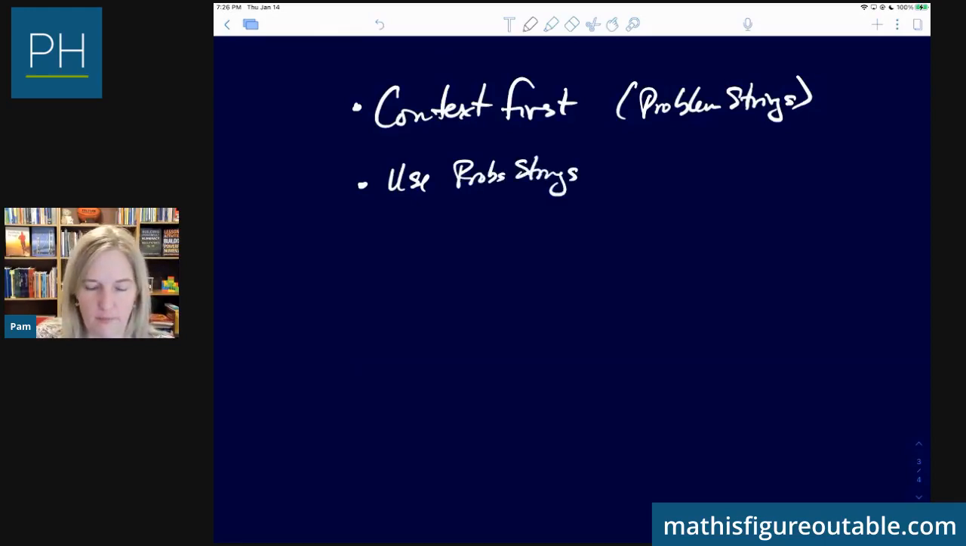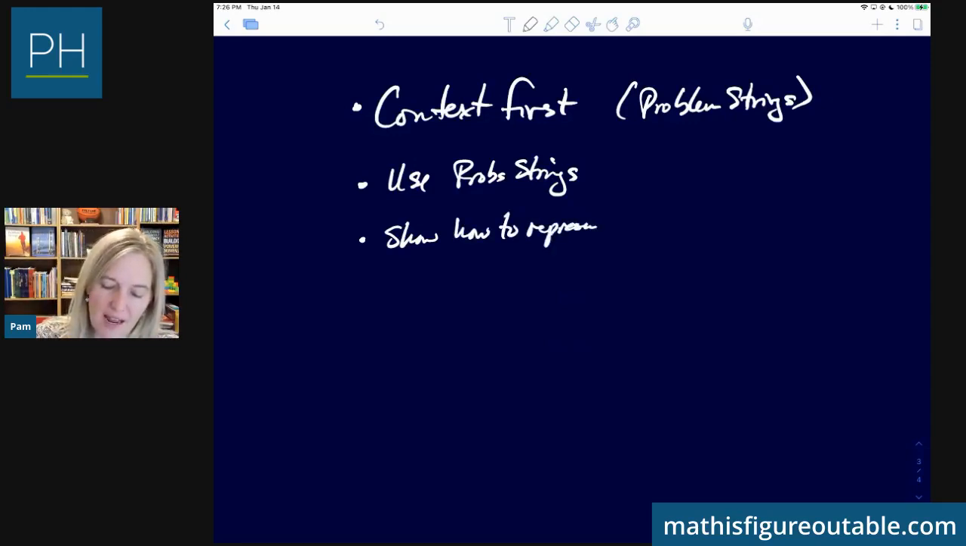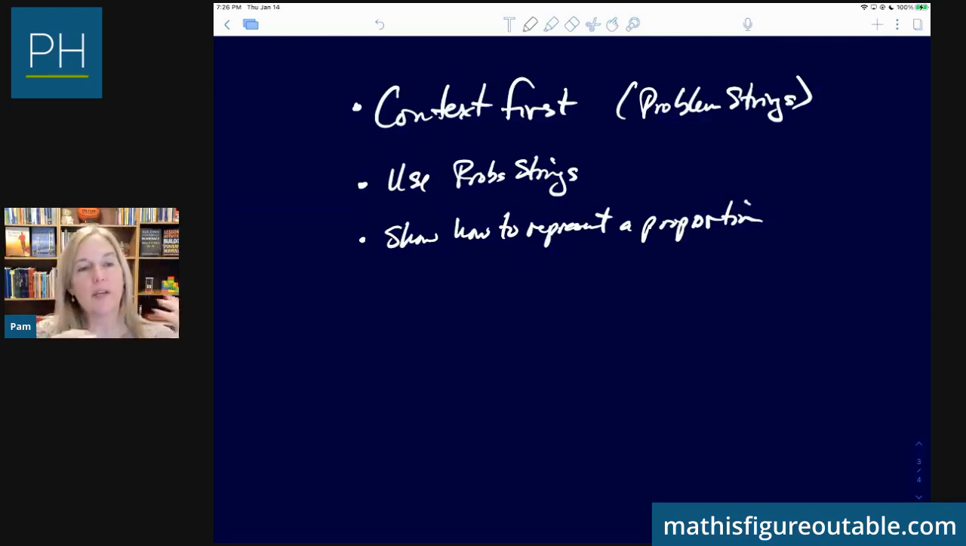Okay. Can you tell I'm excited about problem strings? And then third, show how to represent. So this is the teacher stepping in and saying that in our culture, we can set up a proportion. We've decided that we can label them as that thing to this thing is equivalent to that thing to that thing. So this comes in later.